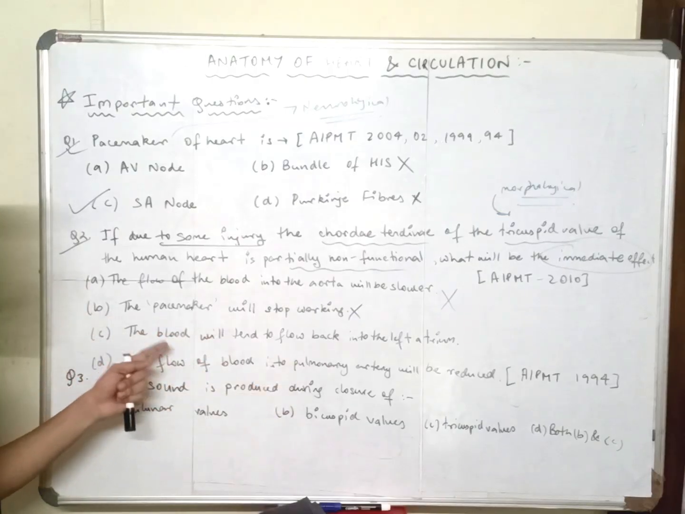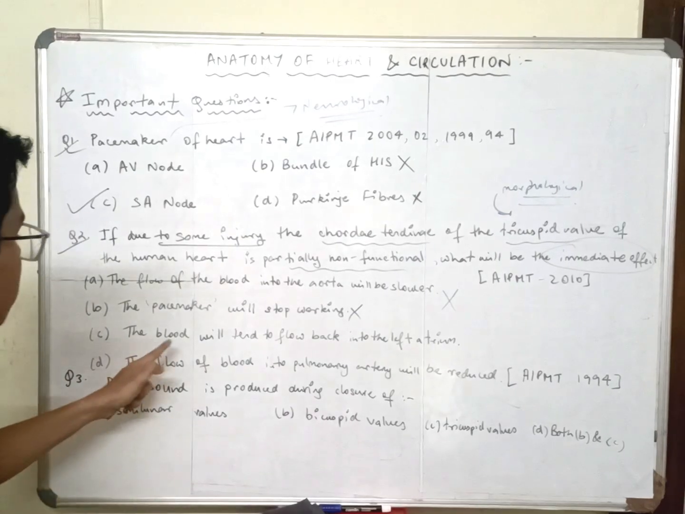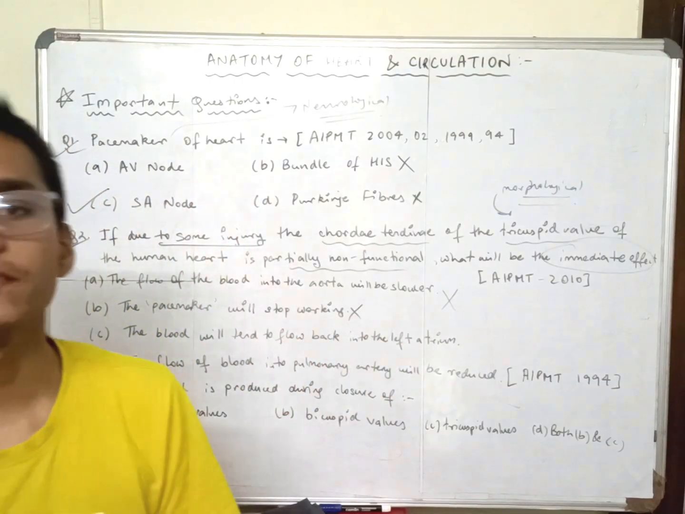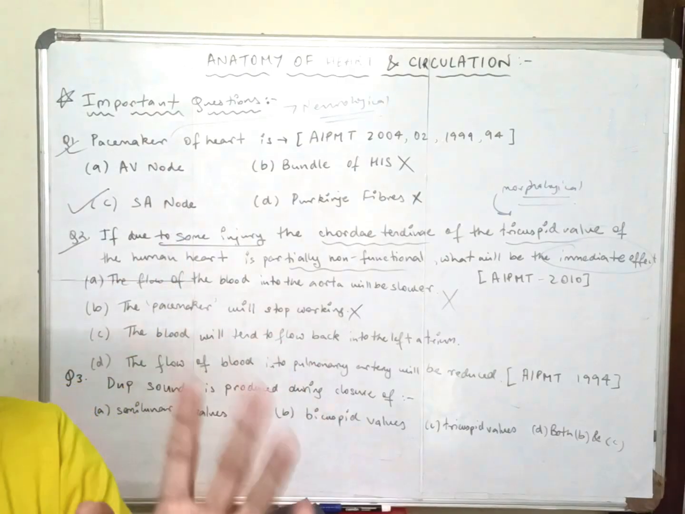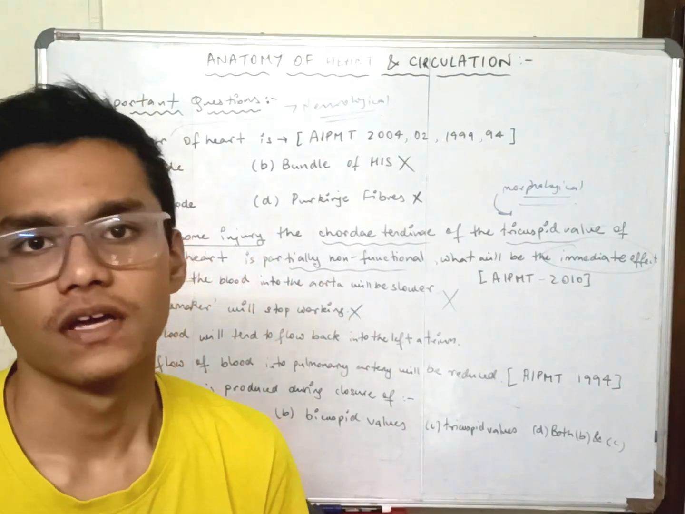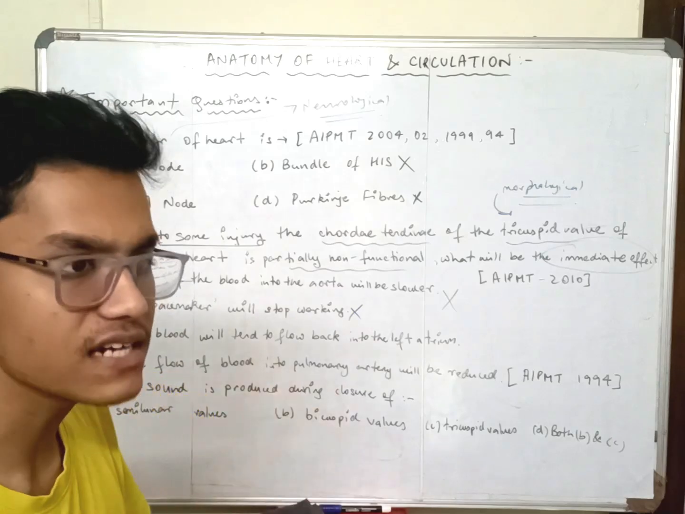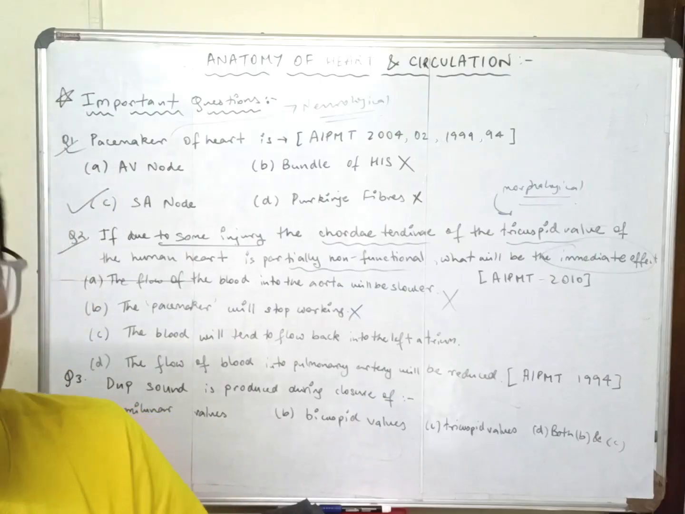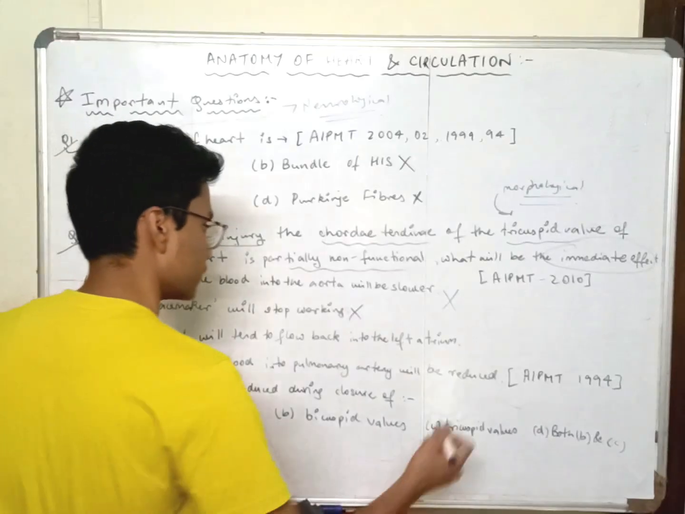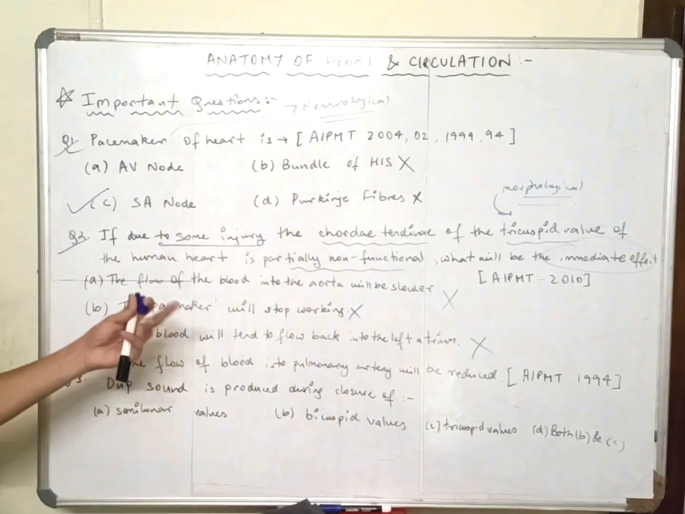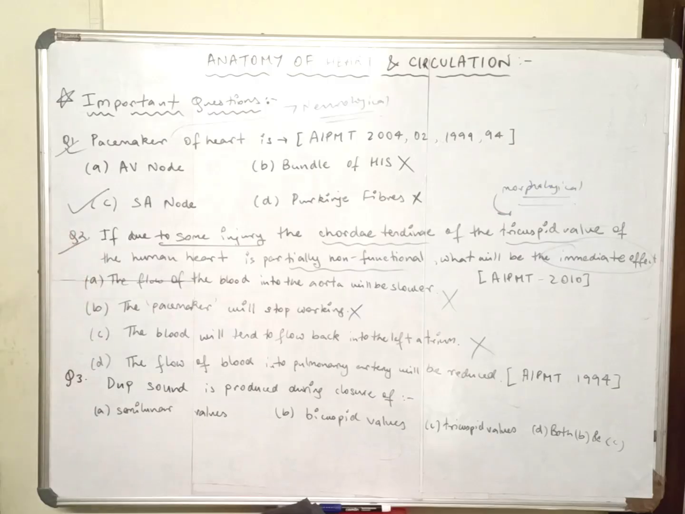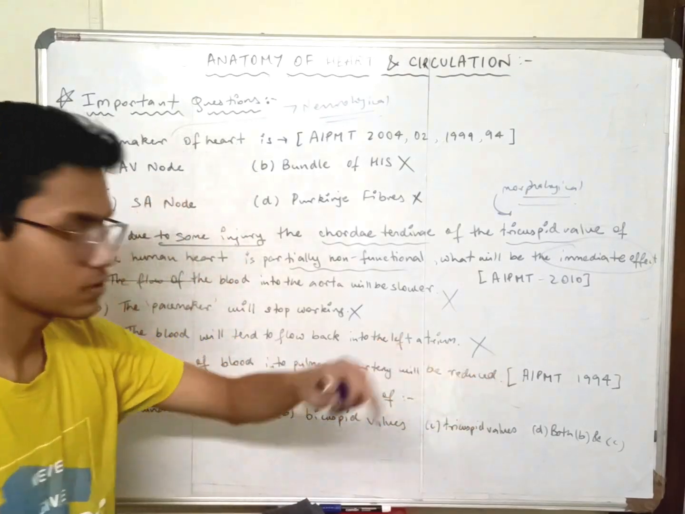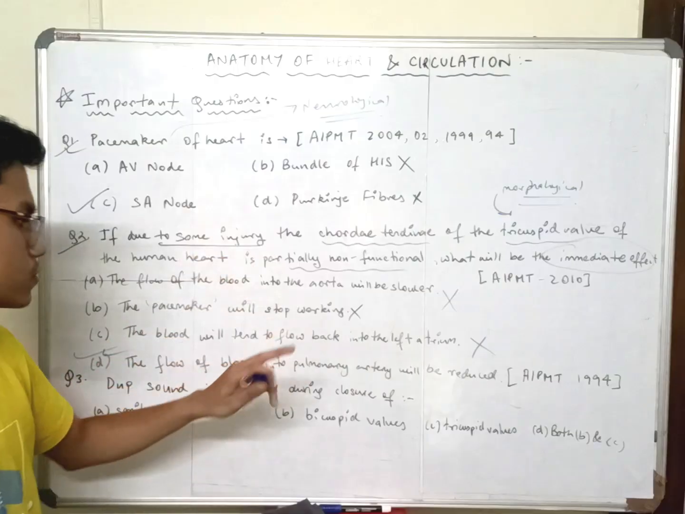Now, these two options are where the trick comes into play. The blood will tend to flow back into the left atrium. How is it possible? Imagine that the heart has an interventricular septum. If the septum is present, then how can blood even flow from the right side to the left side? It is not possible. And the tricuspid valve is present between the right atrium and right ventricle, the right-hand side chambers. So it is absolutely wrong. So there you have your answer. Out of 4, you eliminated 3 and got your option: the flow of the blood into the pulmonary artery will be reduced.